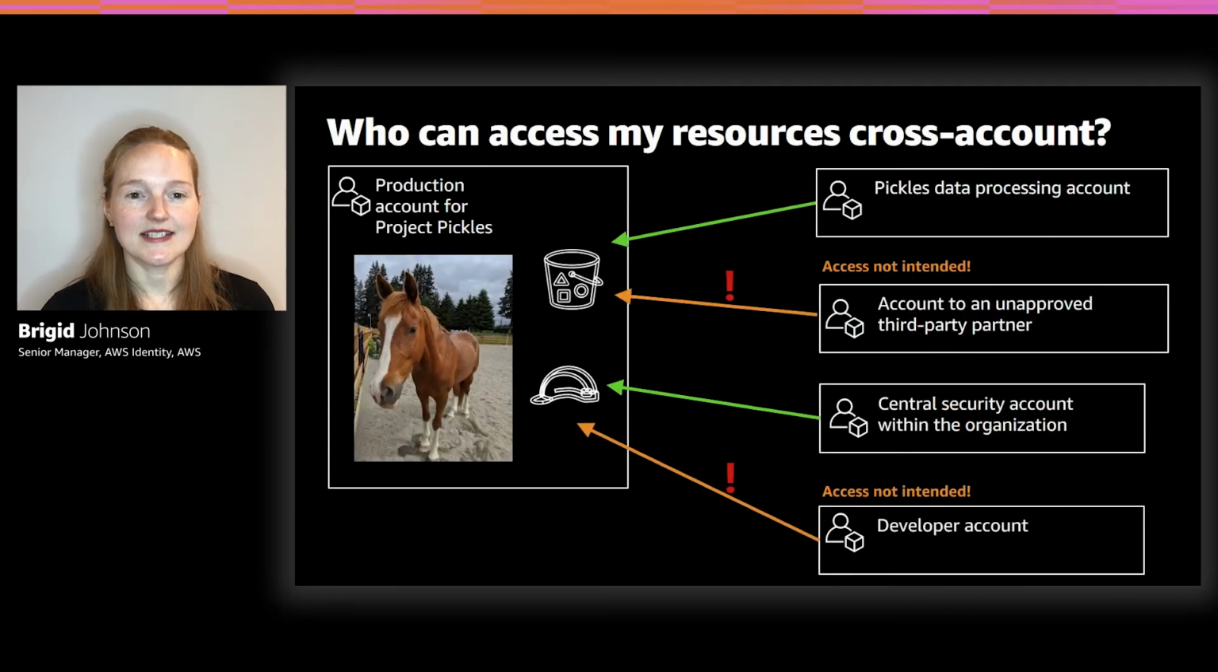Okay, so going first into using access analysis to reduce broad access. And this is just an example to get your mind going about what are the types of things that Access Analyzer would actually look for. So let's imagine there's a production account and we've got pickles in that account, and there's a bucket, probably full of apples because that's one of his favorite things, and a role. And if you look at those bucket permissions, you'll see that the pickles data processing account has access. But there's also another account from an unapproved third-party partner. Maybe it's somebody you thought you needed access to that bucket, but did not end up panning out.